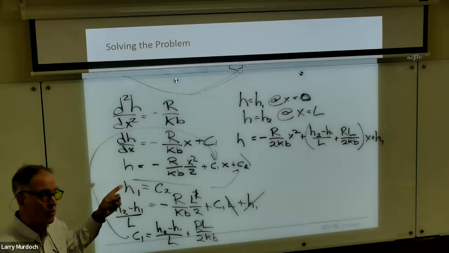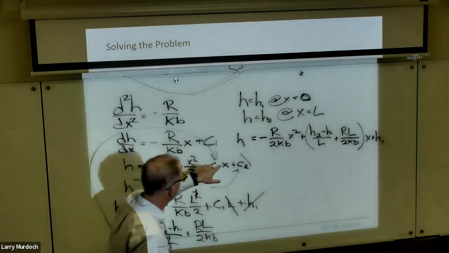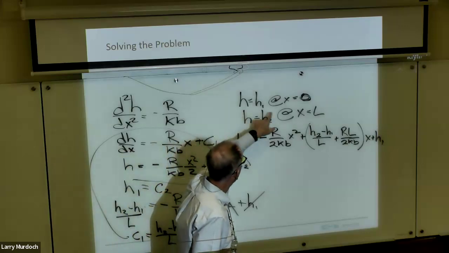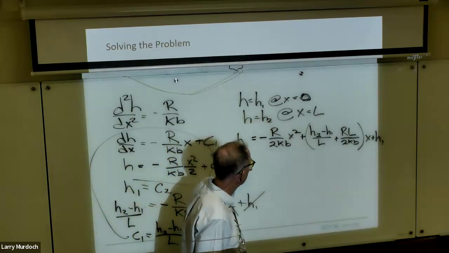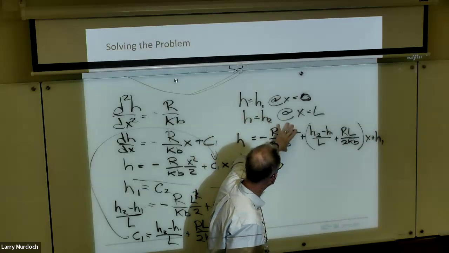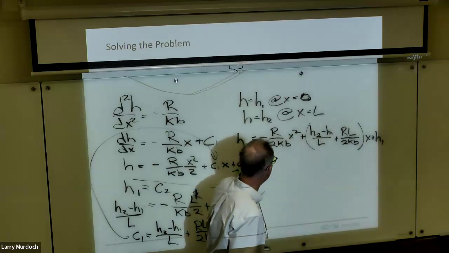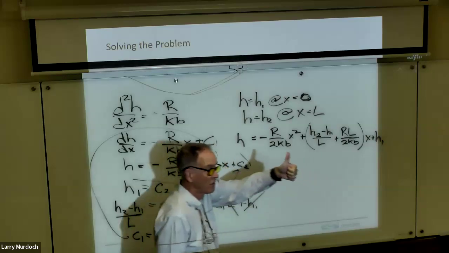One thing that it needs to do is satisfy the boundary conditions. Okay, so if x equals 0, then H needs to equal H1. So if x equals 0, that's 0, that's 0, that's 0. H equals H1. So we're good there.